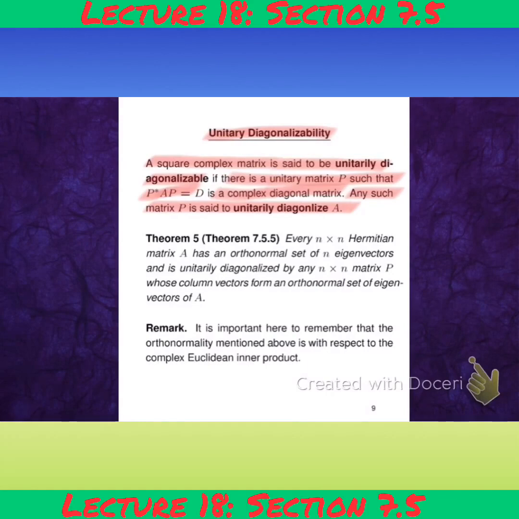Now, Theorem 5 states that every n by n Hermitian matrix has an orthonormal set of n eigenvectors and is unitarily diagonalized by any n by n matrix P whose column vectors form an orthonormal set of eigenvectors of A. Now it's important just to remember that the orthonormality mentioned above is with respect to complex Euclidean inner products.